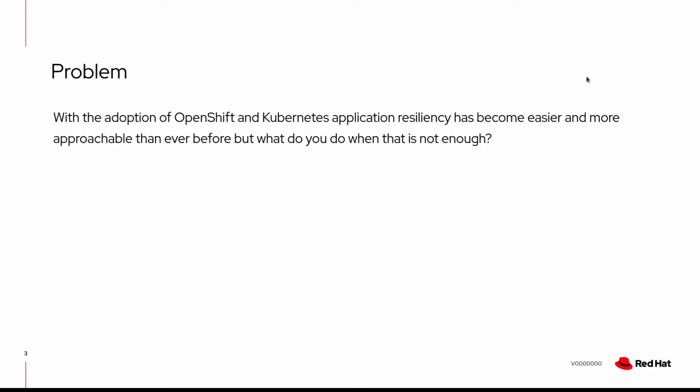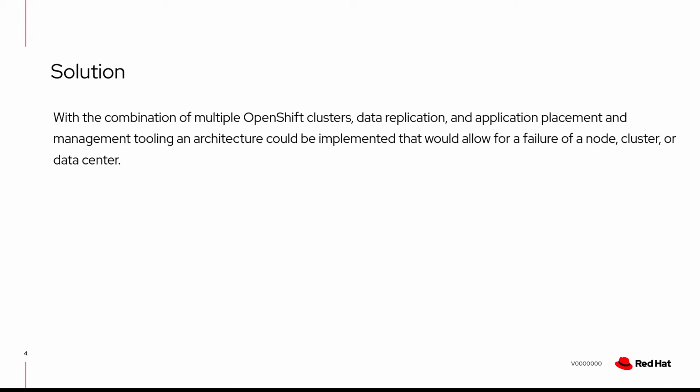So, the problem statement. With the adoption of OpenShift and Kubernetes, application resiliency has become easier and more approachable than ever before. But what do you do when that's not enough? With the combination of multiple OpenShift clusters, data replication, and application placement and management tooling, an architecture can be implemented that would allow for a failure of a node, cluster, or even a data center. At this point, you're thinking, everyone already knows this, and that is hard. How do we actually get there? In this presentation, we're going to show you how.